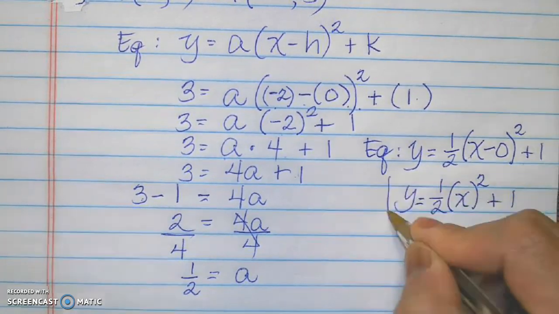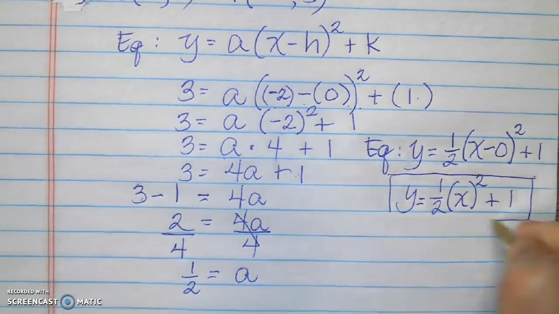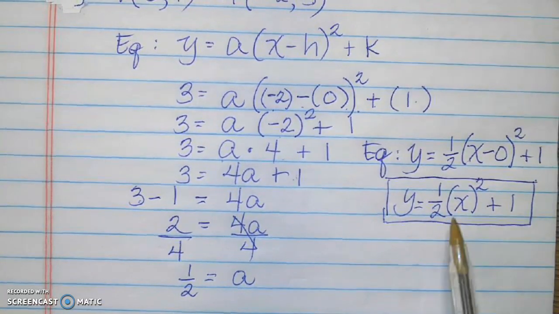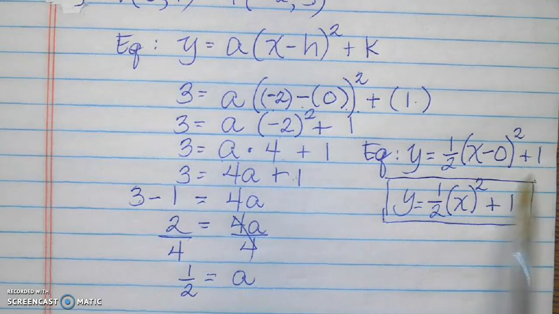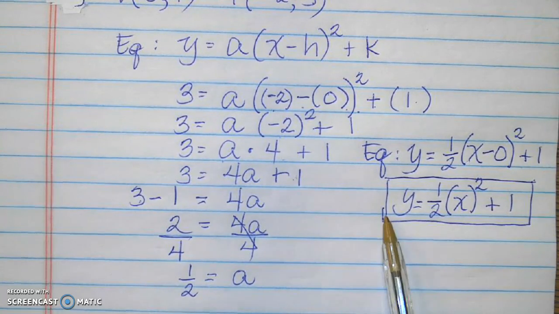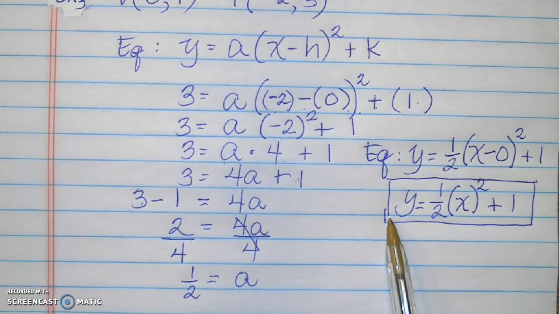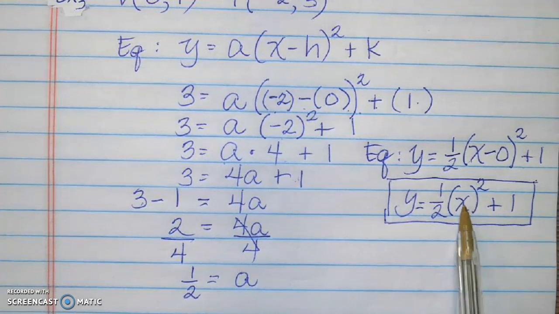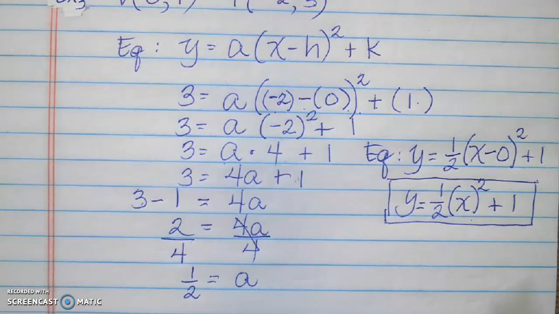This is your equation. I know some of you are asking why we replaced the h and the k, but we did not replace the x and the y. Well, it's because we're talking about the equation of a parabola. Therefore, we can replace the x and the y with any point, an infinite number of points in your graph.